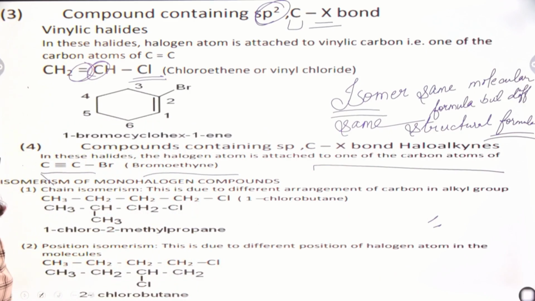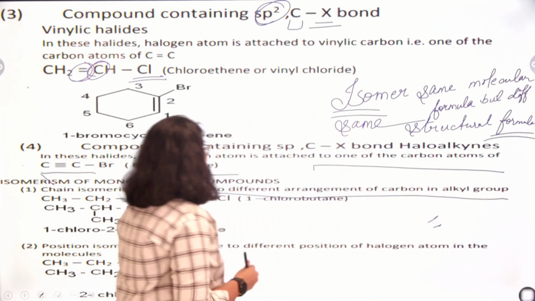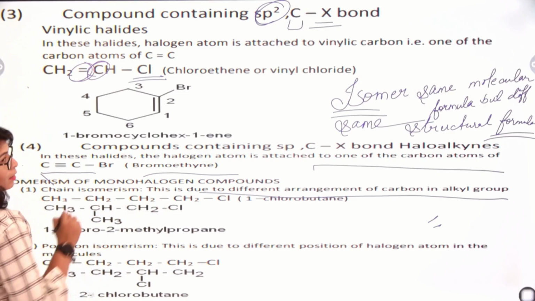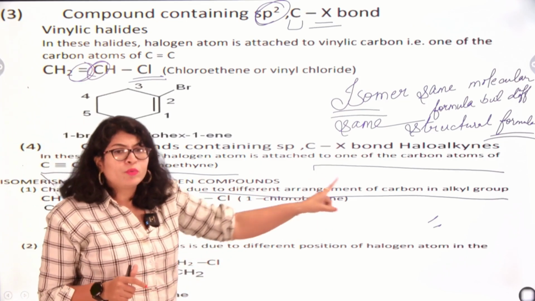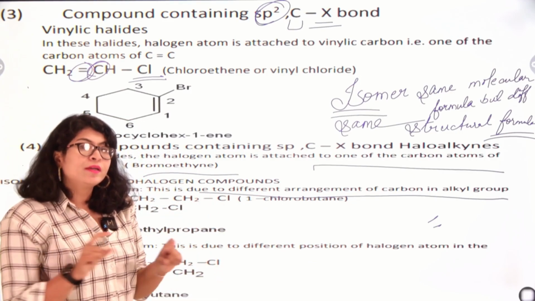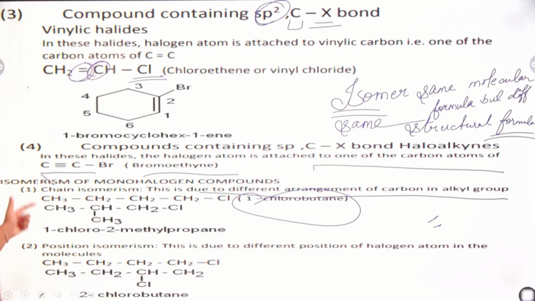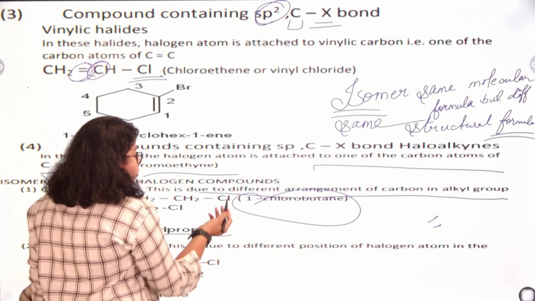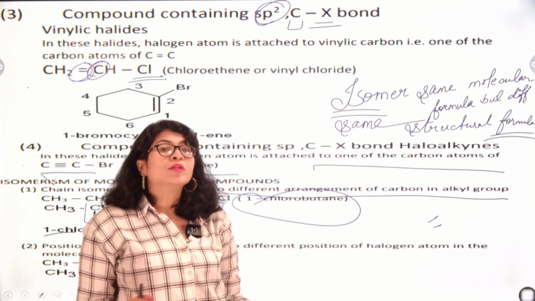Now if I say chain isomerism, this is due to different arrangement of carbon in the alkyl group. Let's say if I'm taking this example, then here all the 4 carbon atoms are joined in a straight line fashion, and they are given the name 1-chlorobutane. The 4 carbon atoms are end to end connected in a straight line fashion. Now, if I see the second one, I can arrange it this way also. I can do a branching at the second carbon, 1-chloro-2-methylpropane. So these two structures have the same molecular formula, but the structural formula or the arrangement is different.